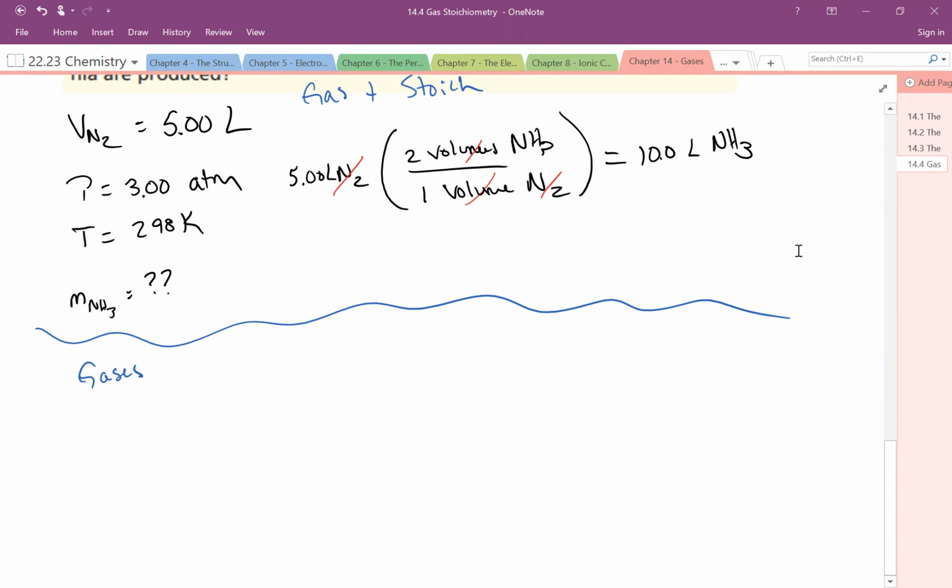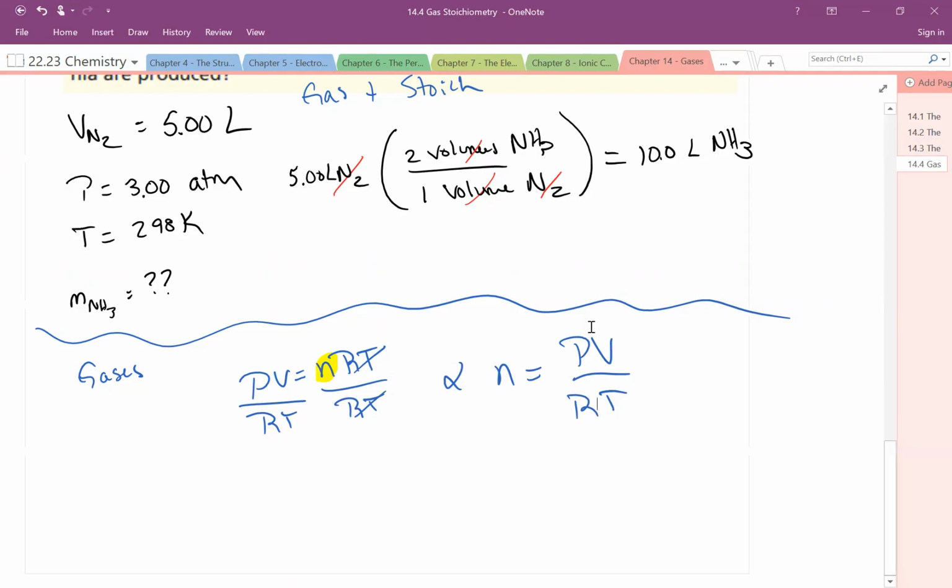And we are going to start by writing our ideal gas law, PV equals nRT. If I want to find the mass of ammonia in this equation, the thing that is going to allow me to calculate mass is n. So I'm going to solve for n. In order to do that, I'm going to divide by RT, and the RT cancels out there. This tells me that n equals PV over RT. And now I can just plug and chug in order to find moles.